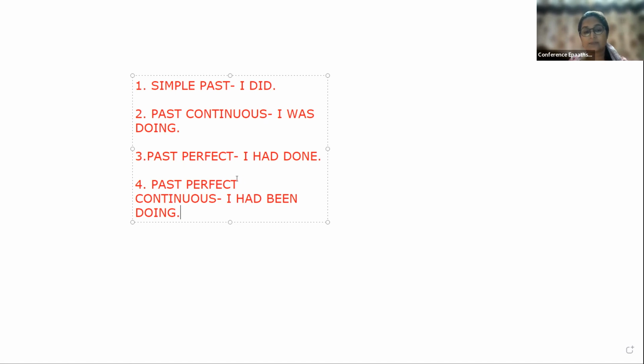And what is past perfect continuous? Same thing. So in the place of has or have, you have to write had, then been doing. So I had been doing, he or she had been doing. Like this, you have to write. So this is past tense. So I think it is clear now what is like present tense and what is past tense.